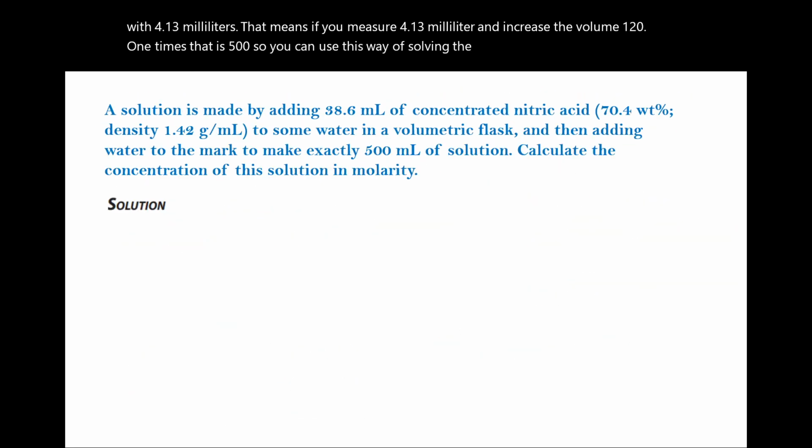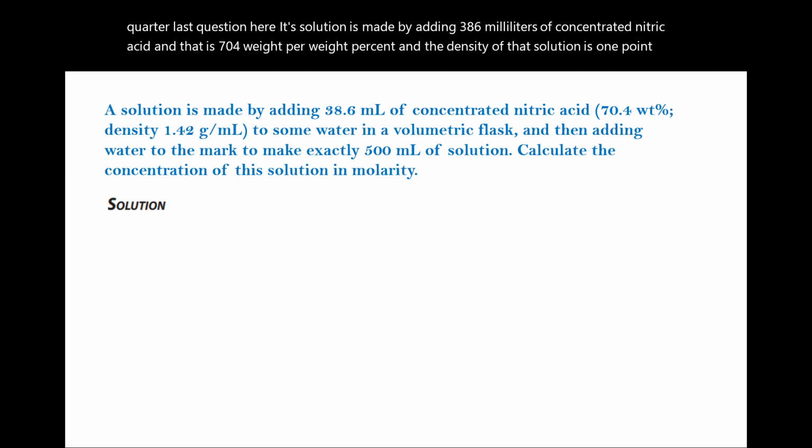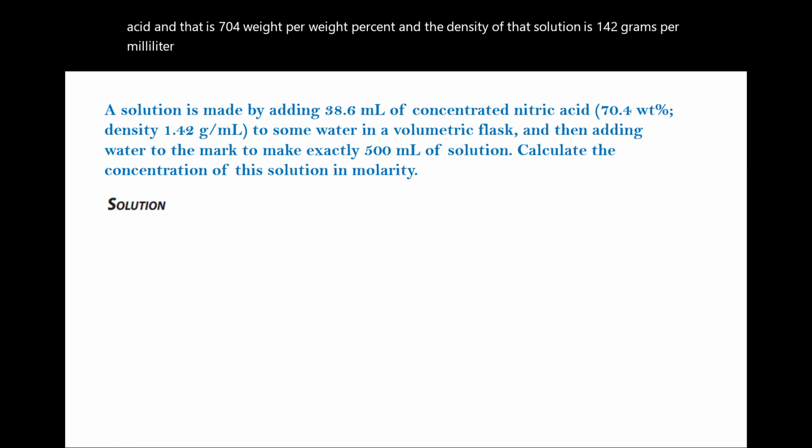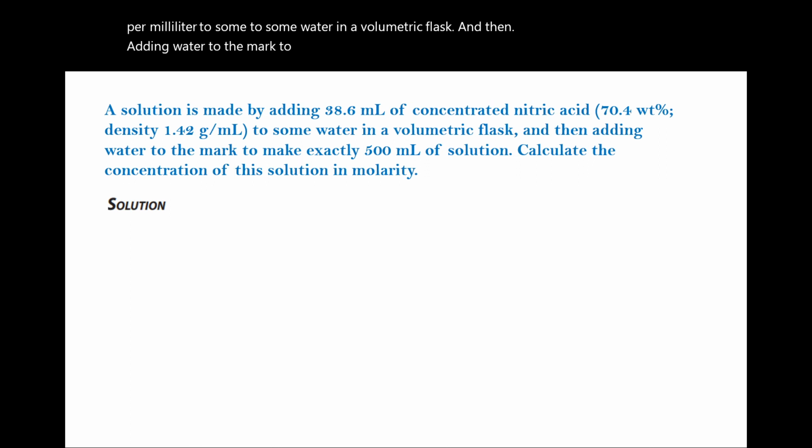I think this is the last question here. A solution is made by adding 38.6 milliliters of concentrated nitric acid, which is 70.4 weight percent, and the density of that solution is 1.42 grams per milliliter, to some water in a volumetric flask, and then adding water to the mark to make exactly 500 milliliters of solution. Calculate the concentration of this solution in molarity.